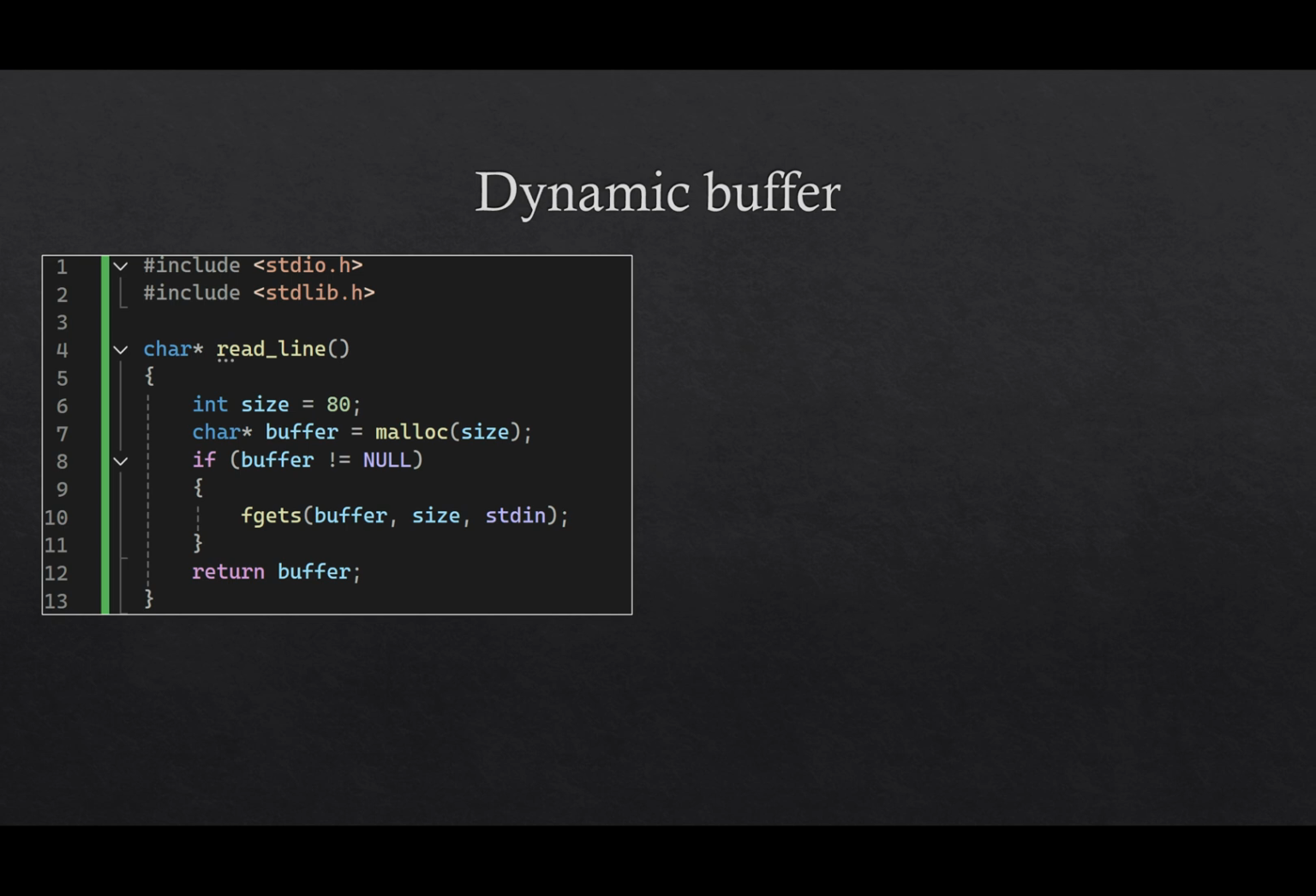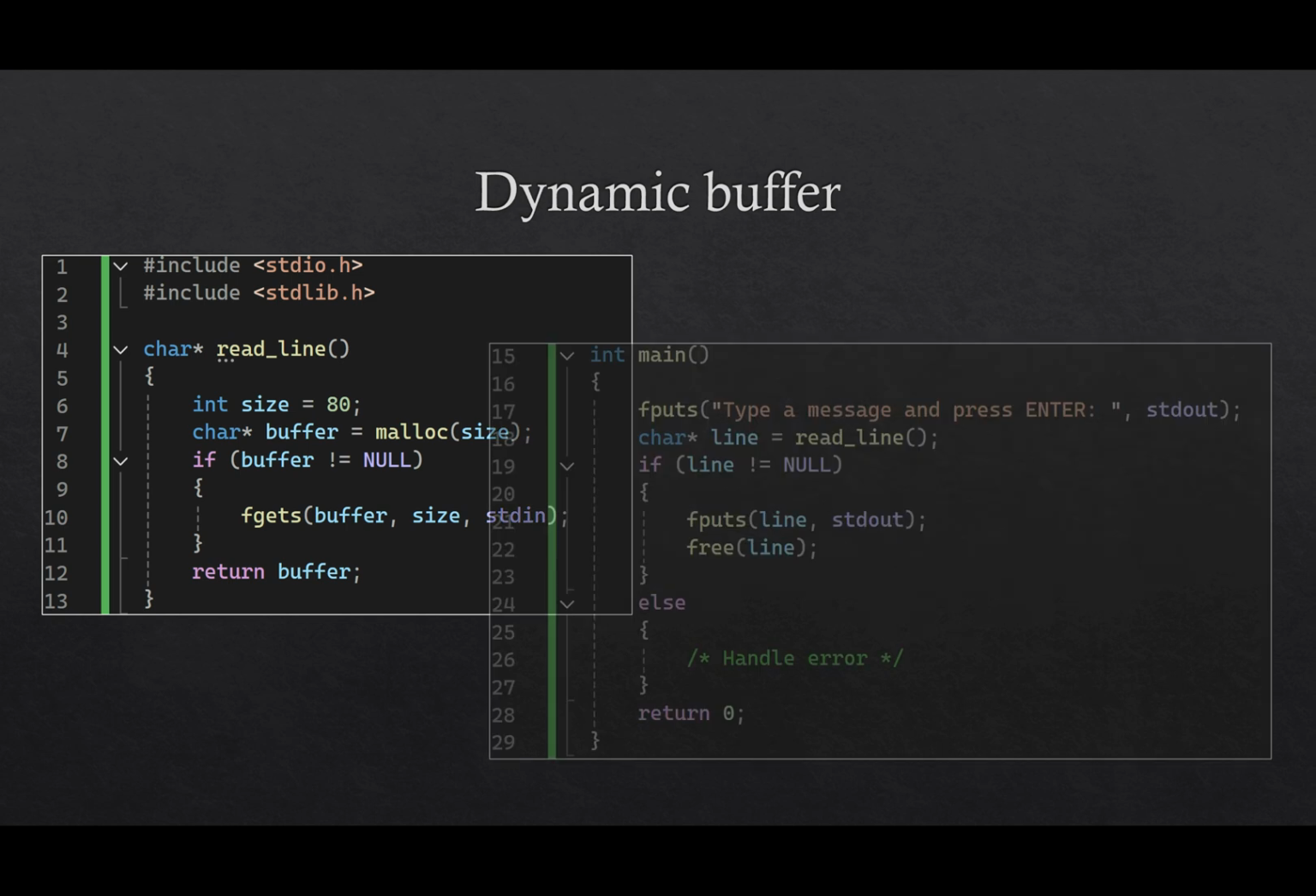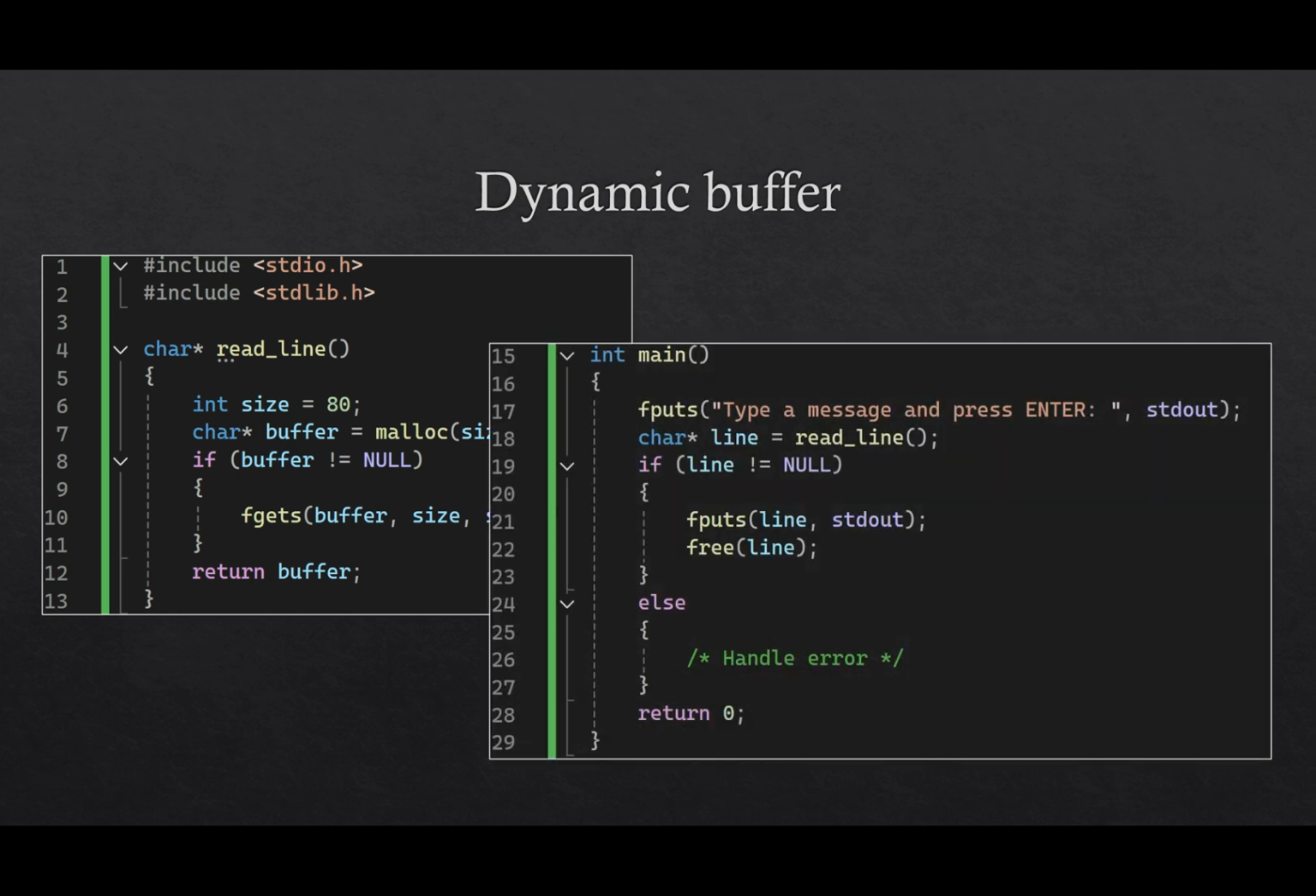So let's look at how we call our updated readLine function from main. So here's our main function. Again, we output a message, and then we call readLine, and we assign the returned pointer to a local variable. So that's on line 18. So the line variable now points to a buffer that we allocated on the heap. Now, again, because readLine now can potentially fail, we have to check that the pointer is not null. So we have a null check on line 19.